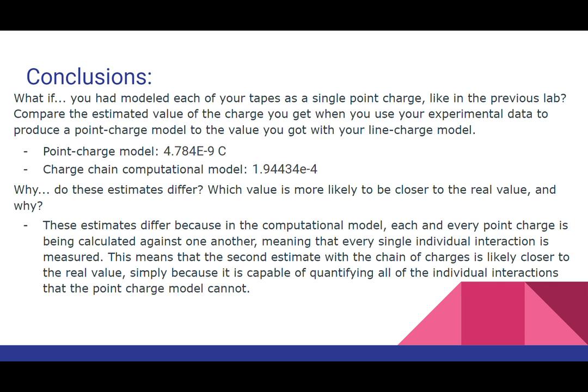These estimates differ mainly because in the computational model, each and every point is being calculated against one another, meaning that every single individual interaction is measured. This means that the second estimate of the chain of charges is likely closer to the real value simply because it is capable of quantifying all of the individual interactions that the point charge model cannot.